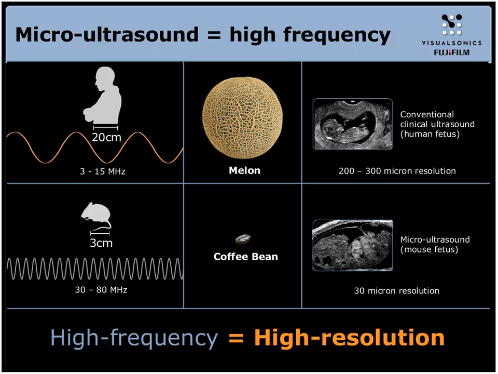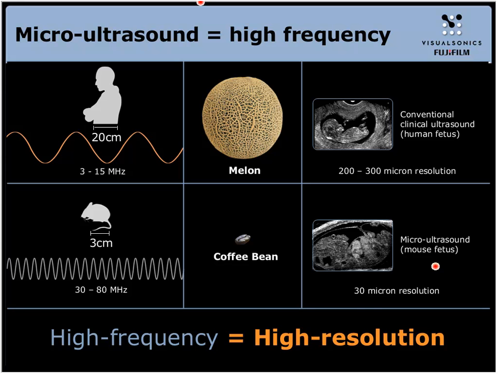High-frequency micro-ultrasound is in the 30 to 80 megahertz range, great for small animal imaging where preclinical evaluation takes place, whether it be mouse, rat, and to some extent rabbit and pig skin imaging. It's in the order of 30 micron resolution, as seen in the micro-ultrasound image of a mouse fetus.